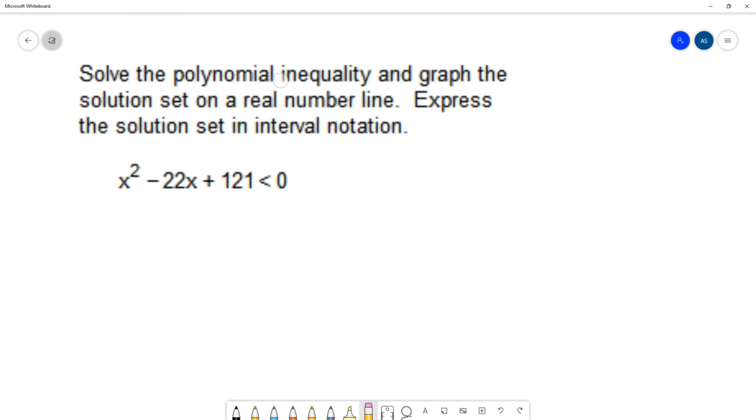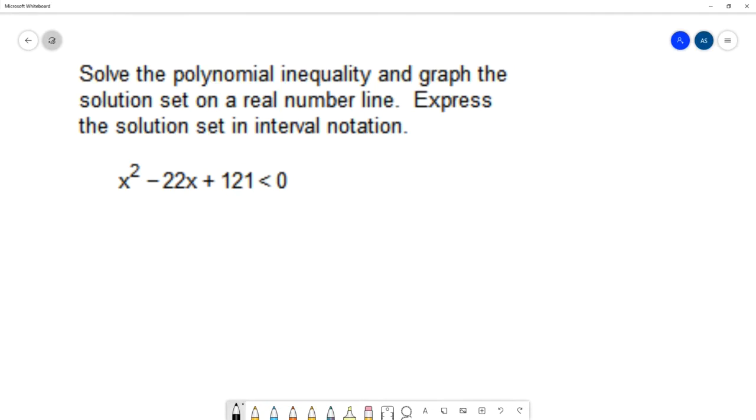Solve the polynomial inequality and graph the solution set on a real number line. Express the solution set in interval notation. We have this polynomial inequality. The polynomial is x squared minus 22x plus 121. And then our inequality is less than 0.